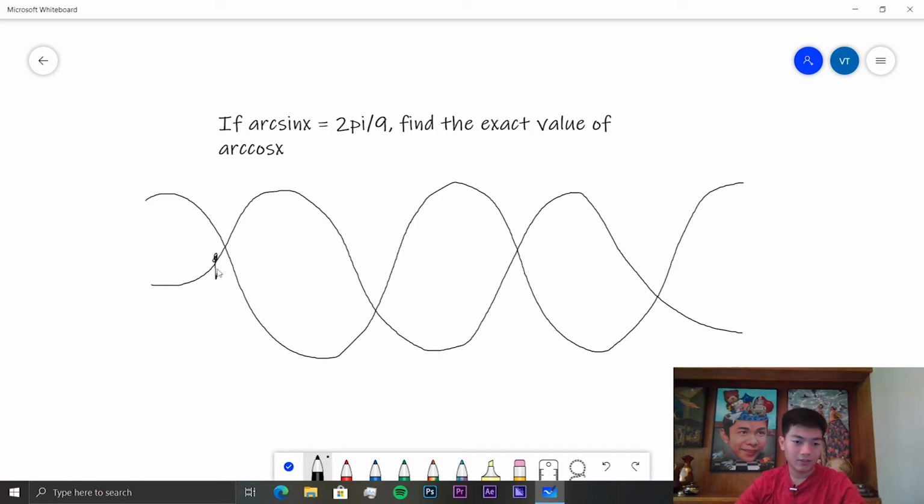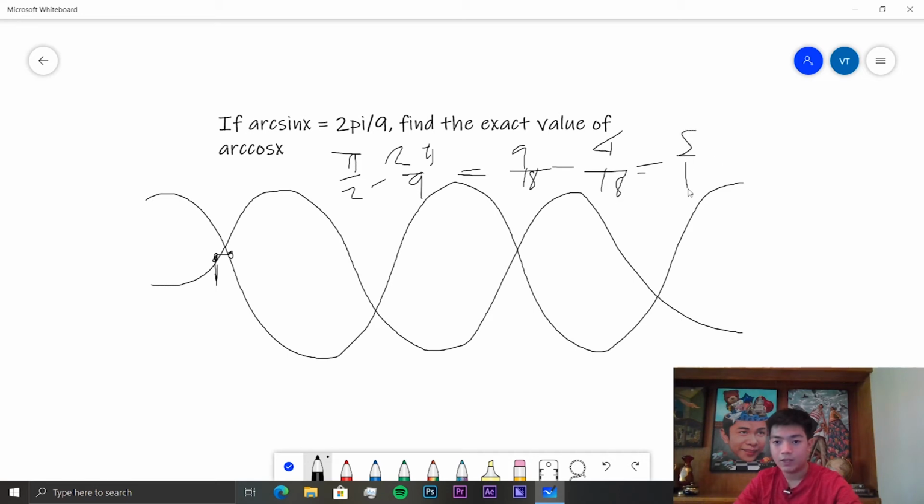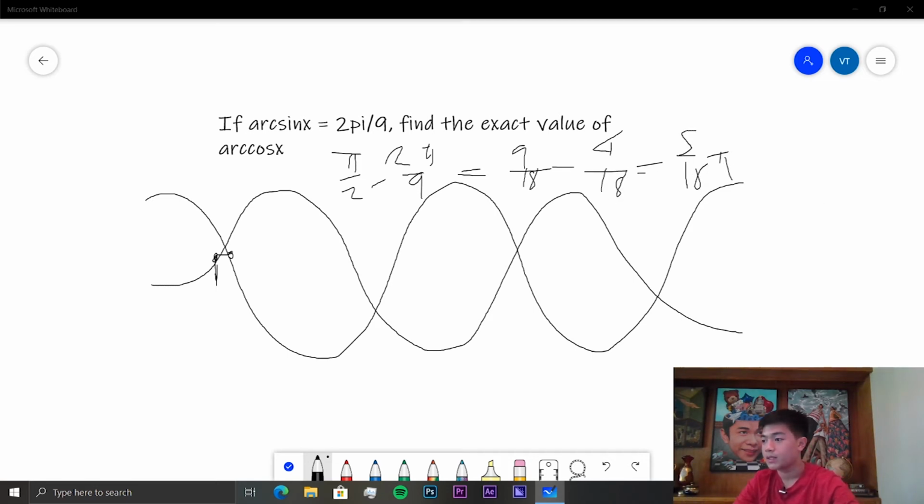I'm not too sure how good of an estimate that is. We need to find the y value with the same value. And the closest, oh, that's not one. The closest one would be somewhere like this, which is equal to pi over 2 minus 2 pi over 9. So this is equal to 9 over 18 minus 4 over 18. So this is equal to 5 over 18 pi. Yeah, so 5 over 18 pi, yeah, that's correct.